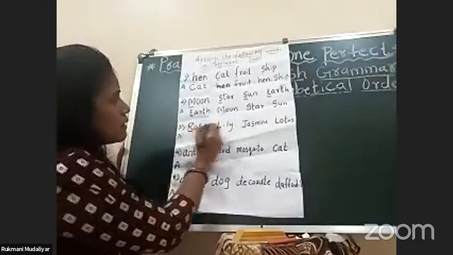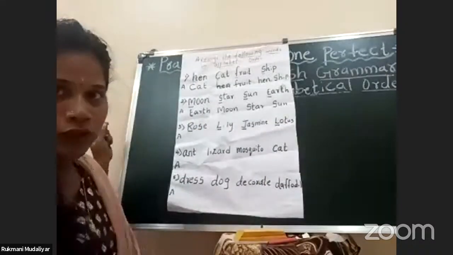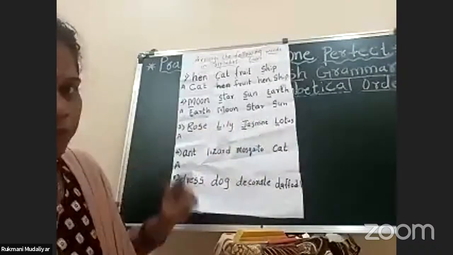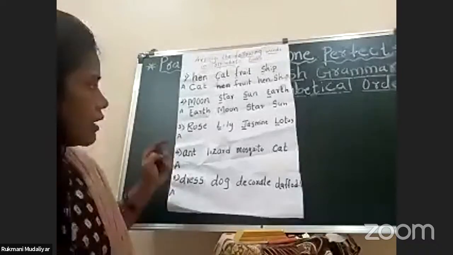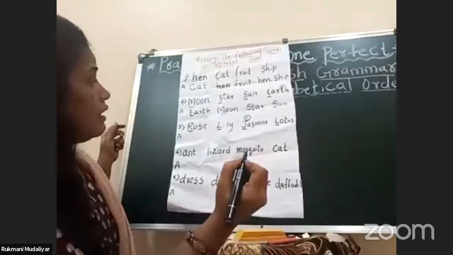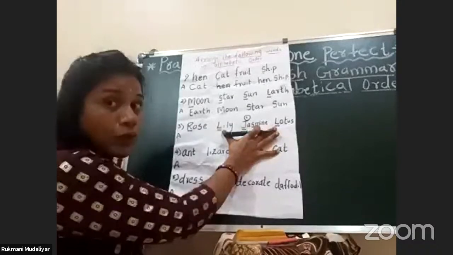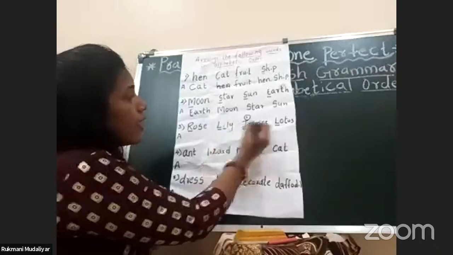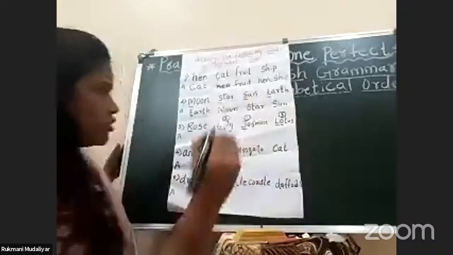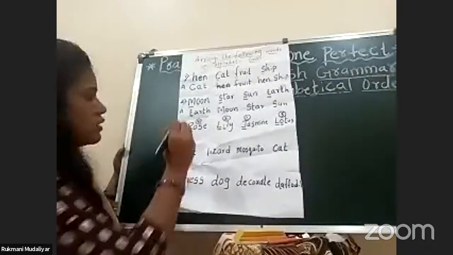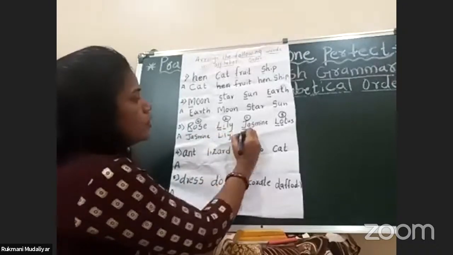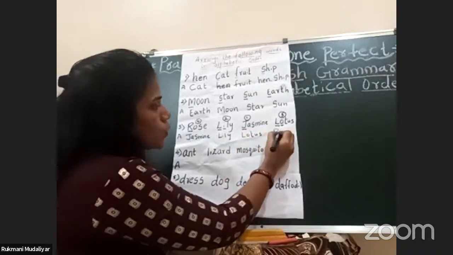Now third one. Rose, lily, jasmine and lotus. So we have to see all the beginning letters, the initial letters. Let us find how many letters there are. R, L, J and L. According to the ABC, which letter will come first? A, B, C, D, E, F, G, H, I, J. J will come first. K, L. For L, we have two letters. So let us see the second letters, I and O. So I will come first, which means this will take the second position and this will take the third position. Then after that, this will take the fourth position. The correct order is jasmine, lily, lotus, and then rose. Clear?